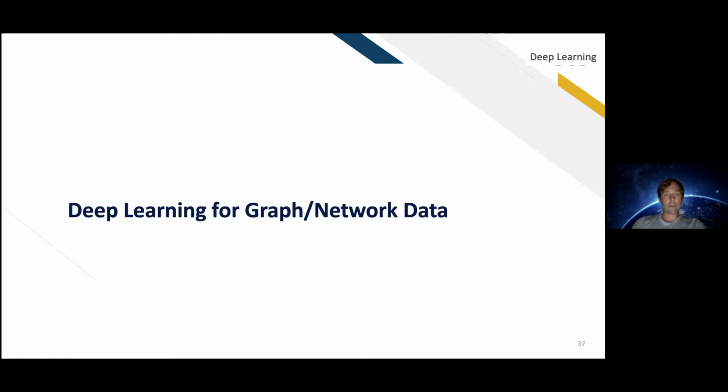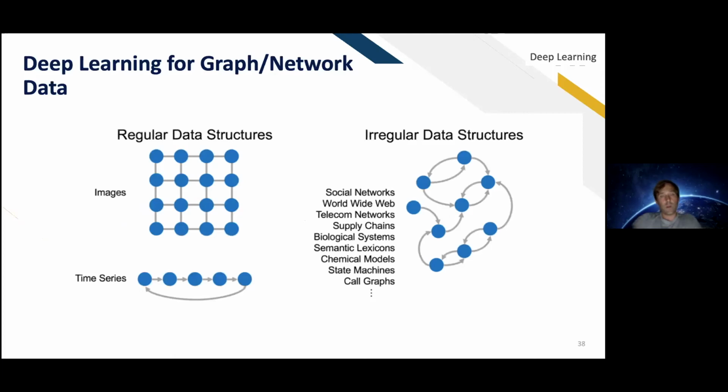The last data area I wanted to touch on was graph or network data. A lot of you may not have seen this type of data. There's been a lot of recent work on this, and I'll explain what types of data are represented by graphs and how that might be different.